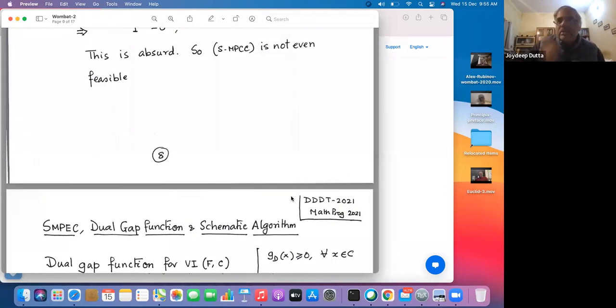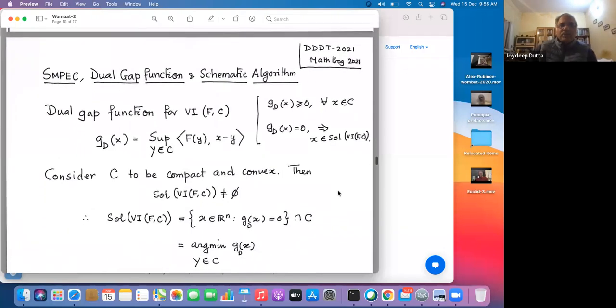Now I'm going to talk about another area which I like very much, the gap functions for variational inequalities. I will show how the dual gap function can be used to study the simple MPEC problem, convert the simple MPEC problem into a simple bilevel programming problem, and then that would allow us to write an algorithm for the simple MPEC problem which has a convergence guarantee. So that's what we will discuss in this part.